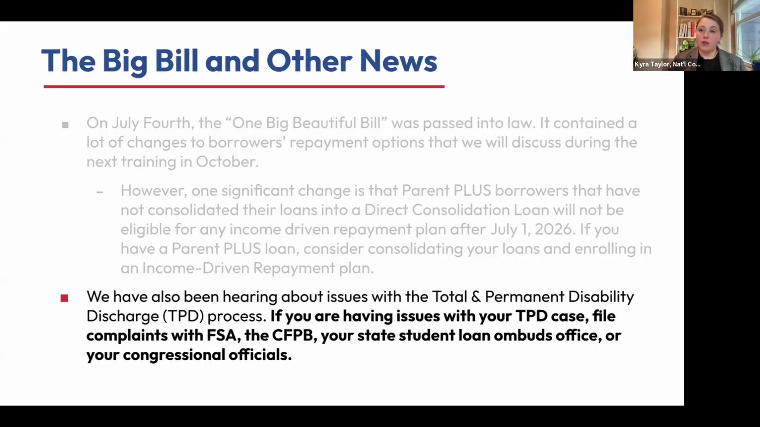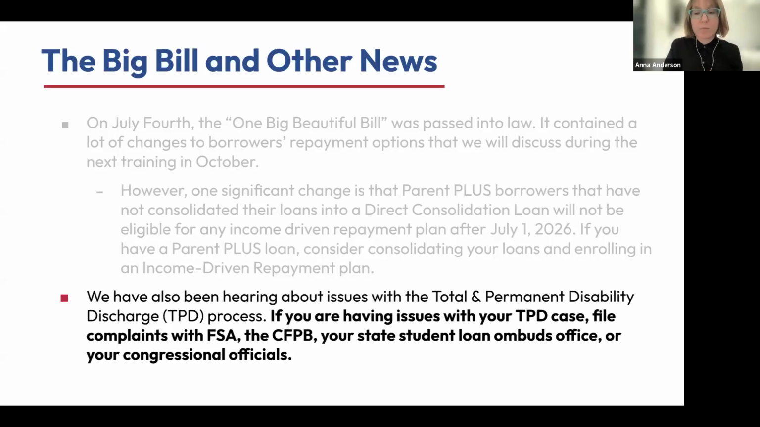And then they have different lines to communicate with federal student aid and the Department of Education. So if you are running into that issue, if you've submitted a total and permanent disability discharge and you've been waiting for a while, or you've gotten confusing notices, you should absolutely file a complaint, and you might consider getting additional legal help to help you get that relief.